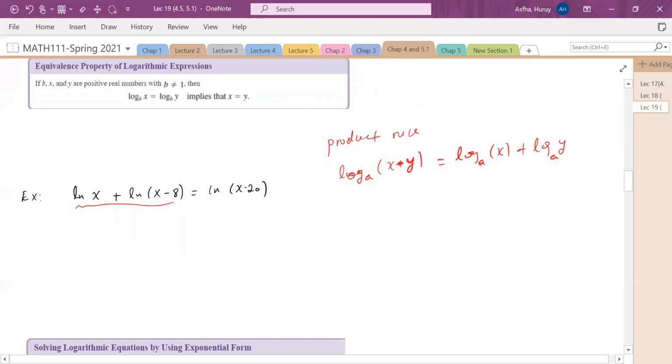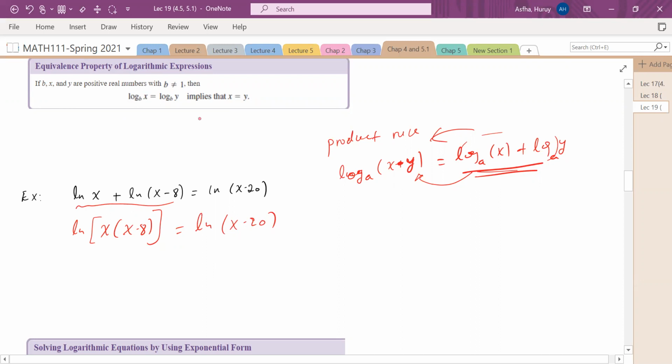So if we have the product of this one, then it's this one. And if you have this one, you can go backwards. So this is what we have. On the left side, we have this. And I wanted to rewrite it this way. Therefore, this is ln of x times (x minus 8) using this product rule. Okay. And here we have ln (x minus 20).